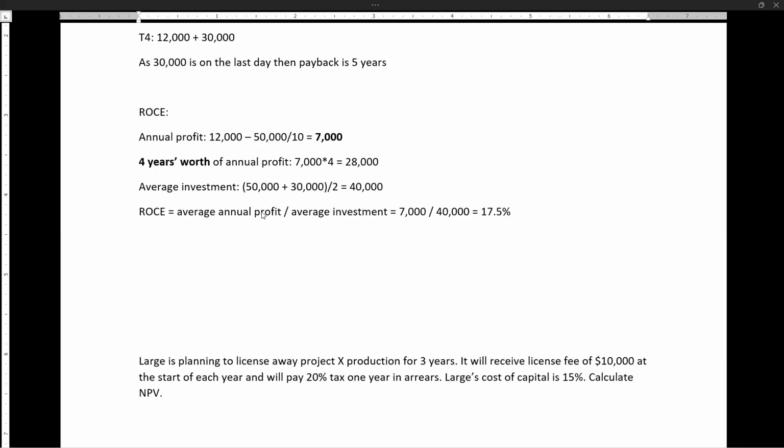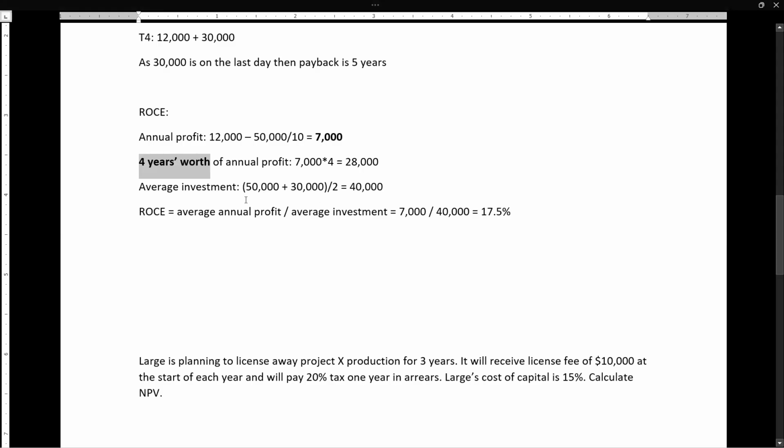Another important idea not to miss is that in this case, we do not take any profit from the sale of the asset. We take it into account in our average investment calculation, not in annual profit. So please do not add 30 to this 28. No. We take that into account. The scrap value is taken as part of the investment calculation. That was return on capital employed.